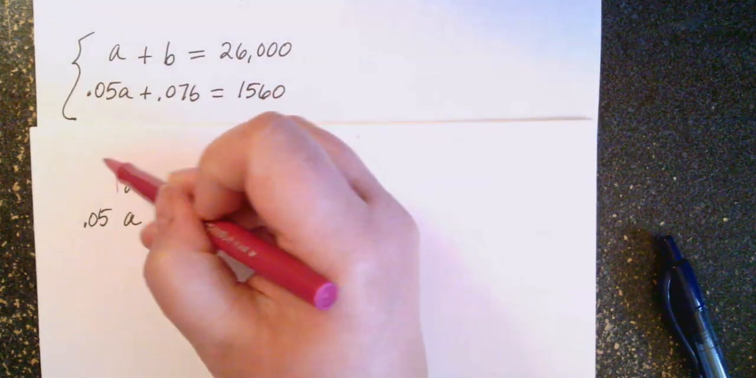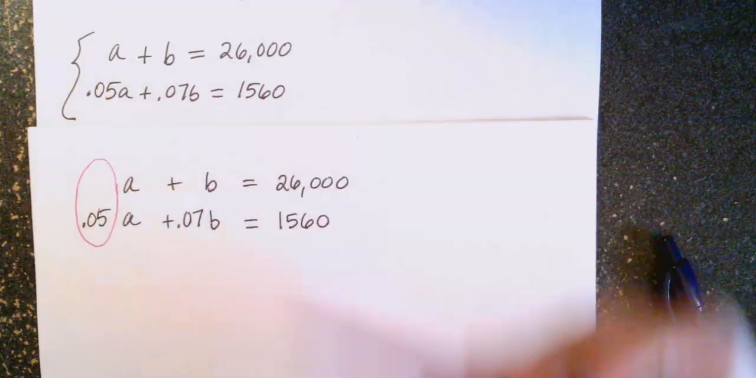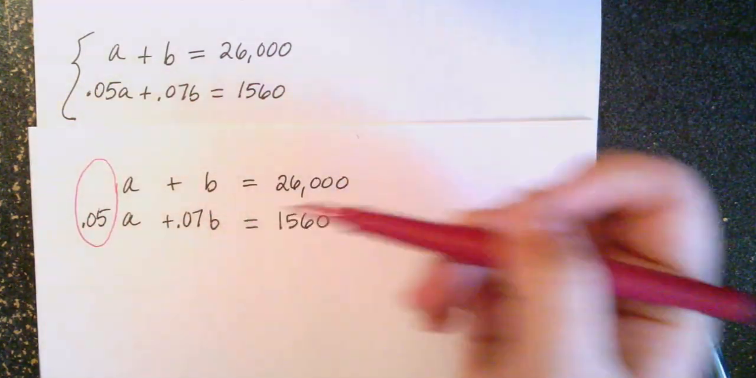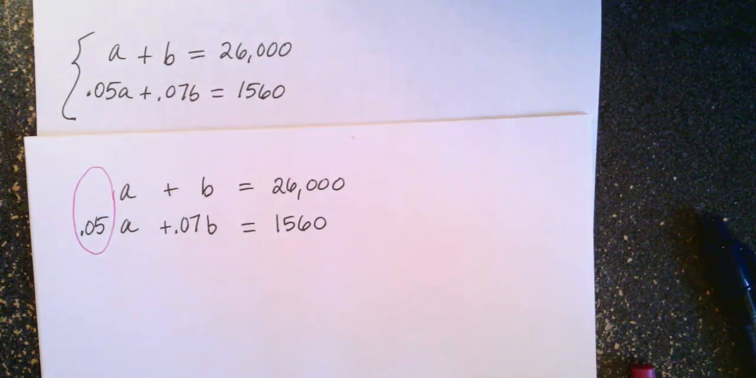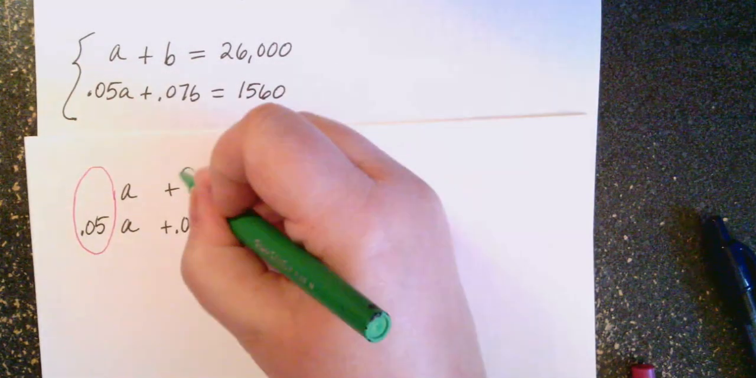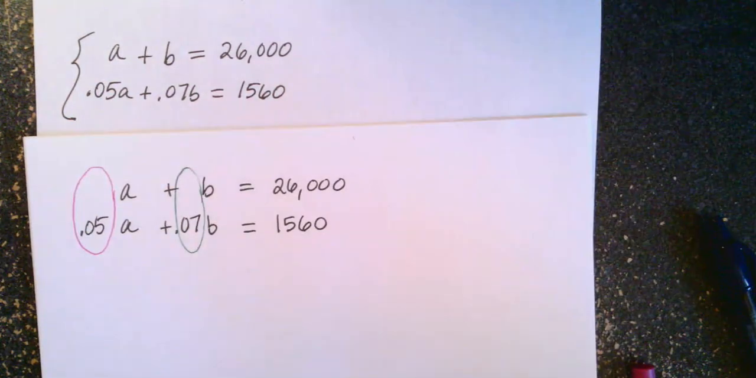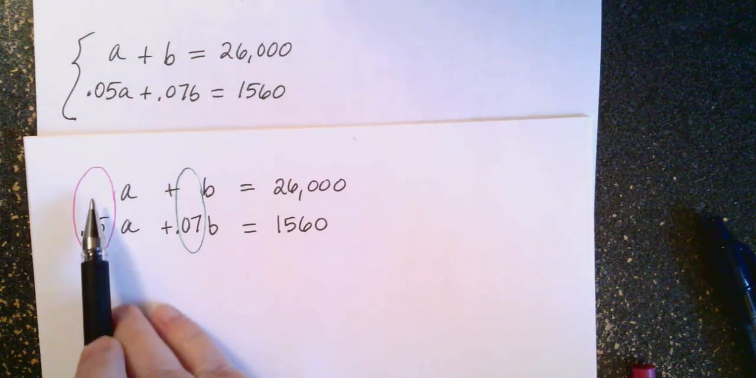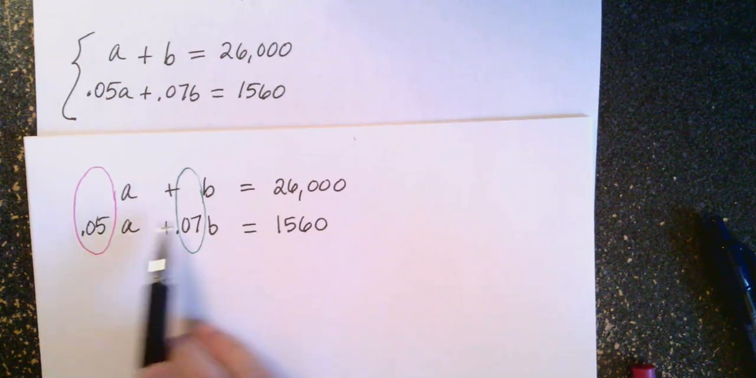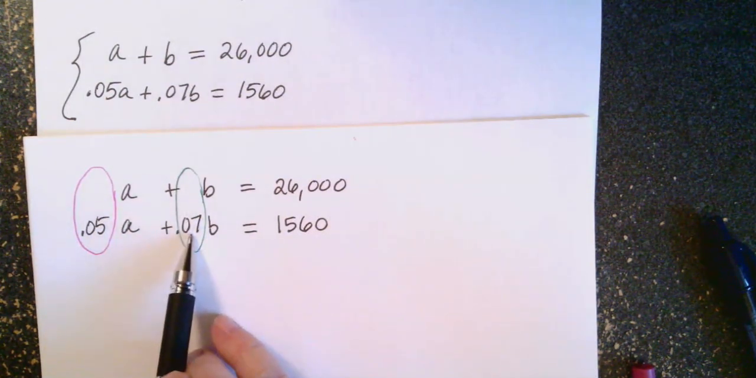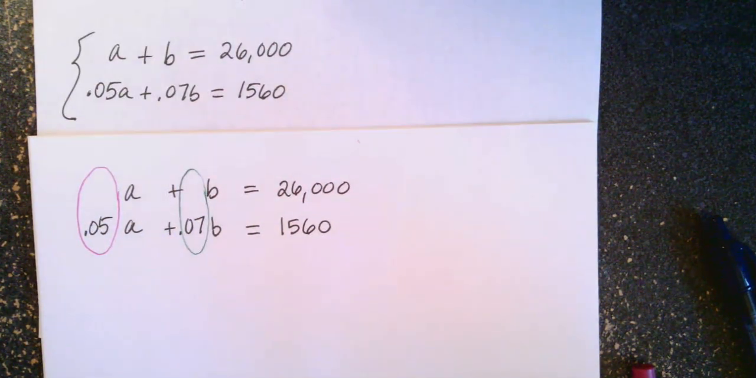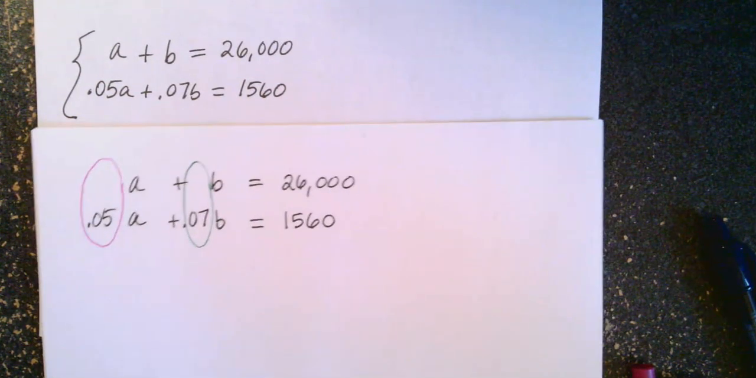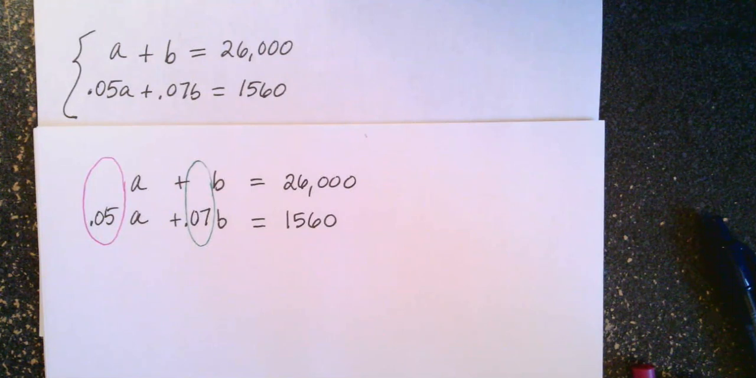I need either the coefficients of A, meaning the number in front of each of the A's, or the coefficients of B, I need those to be opposites. So either these two numbers need to be the same number but different signs, that's what I mean by opposites, or these two numbers need to be the same number but different signs. What that will do is when I add top to bottom, they'll give me a 0. Some people call it canceling out, but basically they'll turn into 0, and I won't have that variable anymore. Remember, the goal was to get one equation with one variable so I can solve.